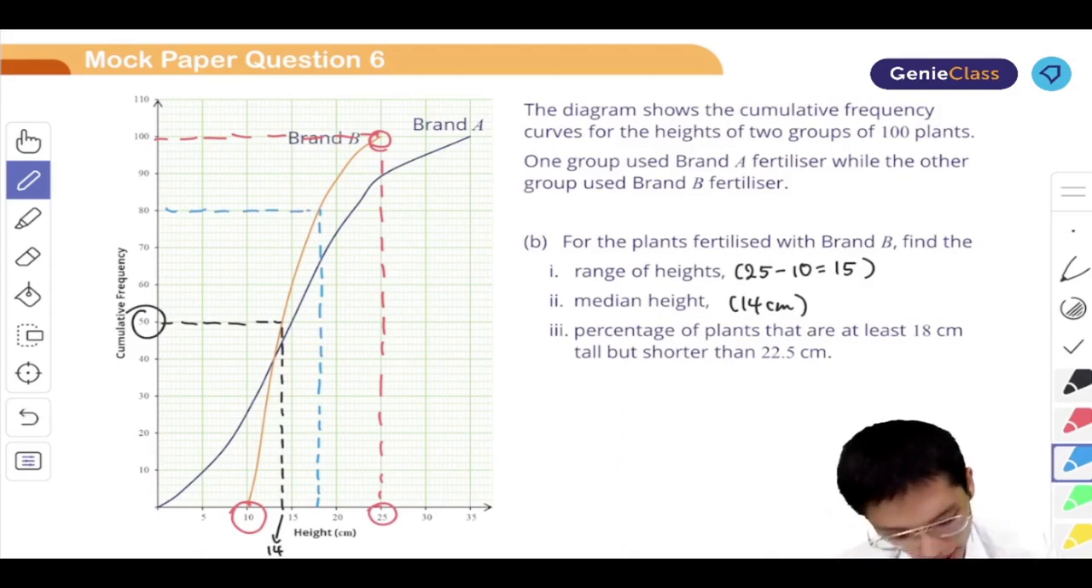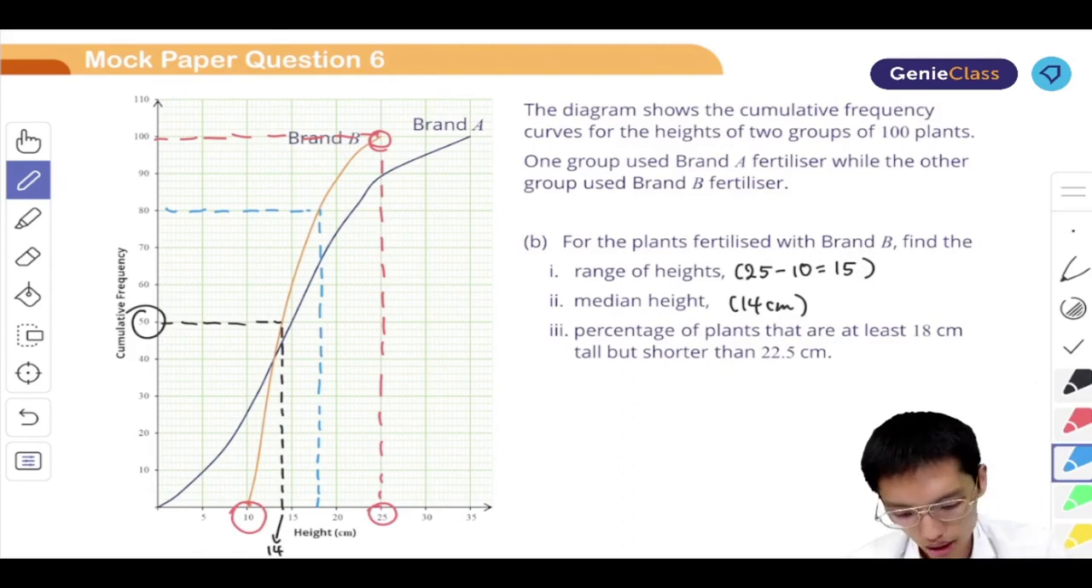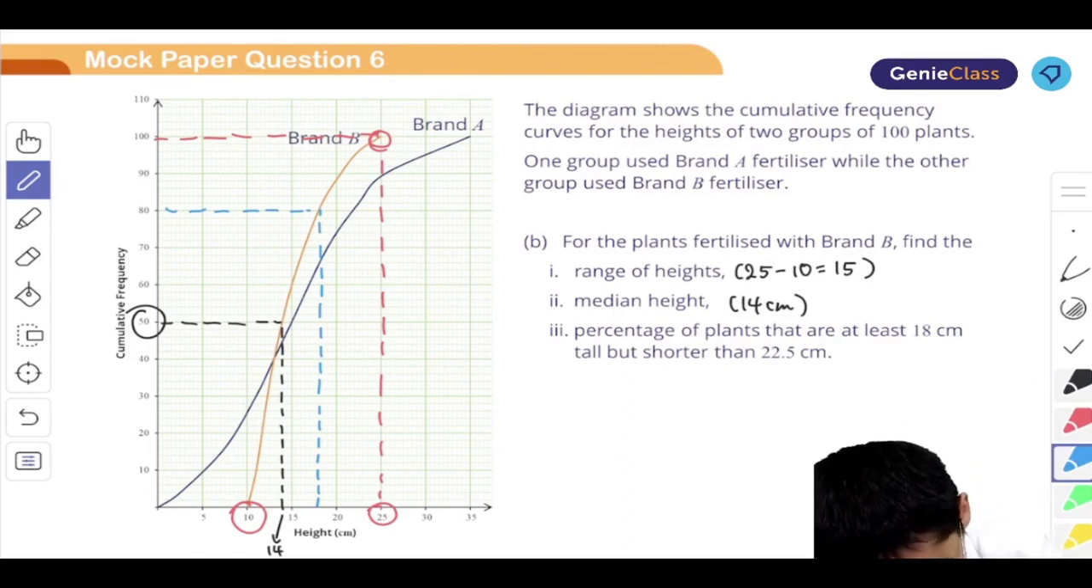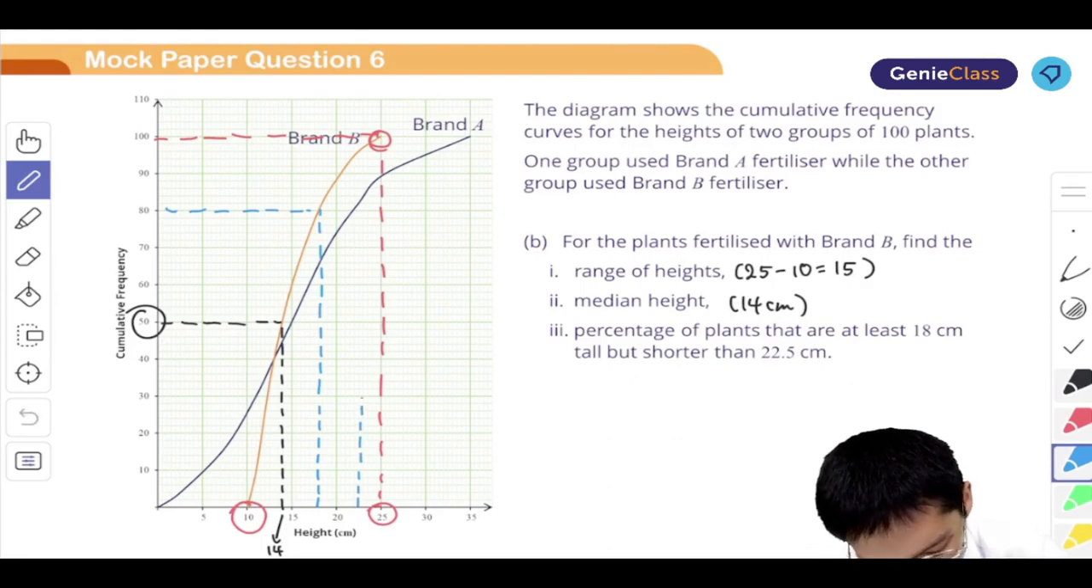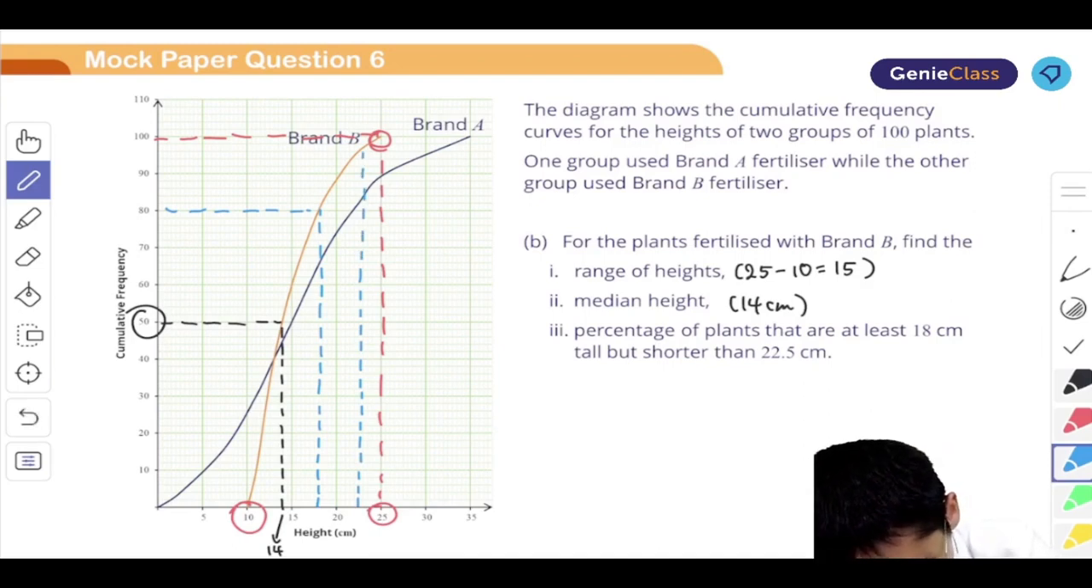Okay, so be careful. And then 22.5. So it's roughly in the middle over here. So let me just do some tracing. So over here, take note, in your exams, your graph paper will be given to you. Alright, so don't worry about it. The actual graph paper will be given to you.